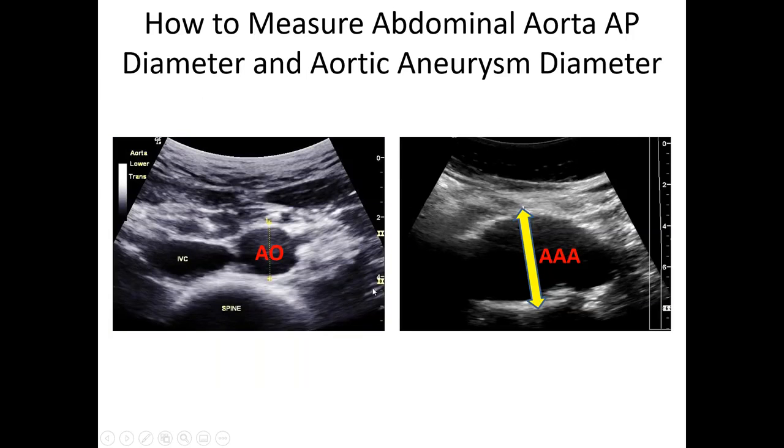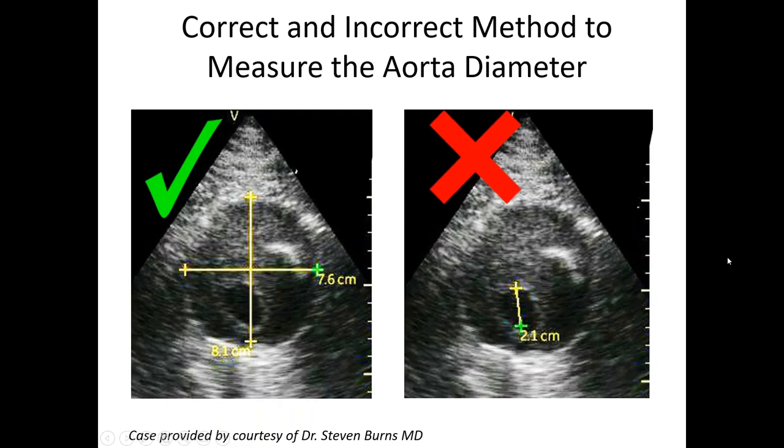Here's the patient with an aneurysm, and of course this is the normal aorta diameter, and this one is the one with the aneurysm. You can see we are measuring outer wall to outer wall. Be aware that whenever there's a large aneurysm, there may be a circumferential clot inside. This is a patient which was provided by Dr. Steve Burns. You can see here, this is the correct way of measuring, and in fact this was reported as not an aneurysm because somebody accidentally just measured the lumen.